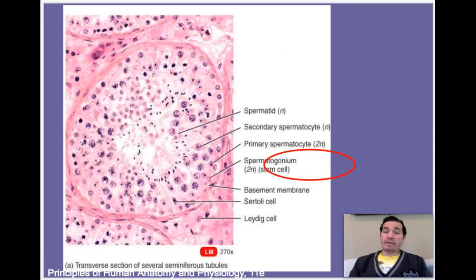We see it in the seminiferous tubules. And at the edges of the tubules is where we actually have, at the outside section of the tubule, that's where we actually see the stem cells. And as it undergoes the meiosis 1 and the meiosis 2, it migrates towards the lumen of the tubule, where we actually end up with spermatozoa.